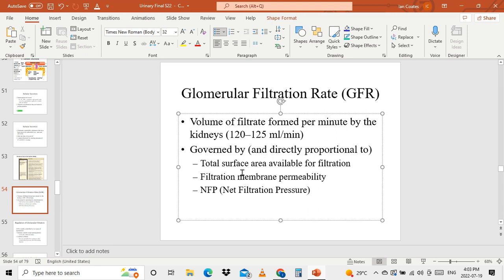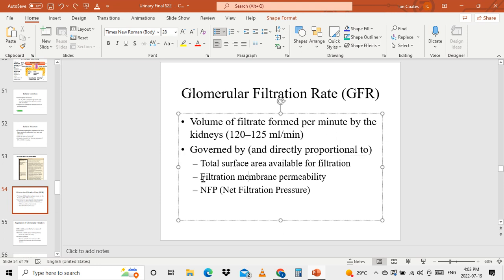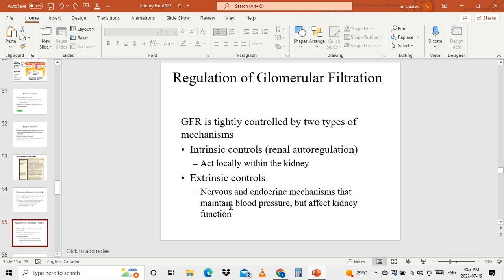This is governed by a couple of things: the total surface area available for filtration and the filtration membrane permeability. And we've talked about the NFP, your net filtration pressure. We are looking for at least 10 millimeters of mercury to get that stuff filtered off.